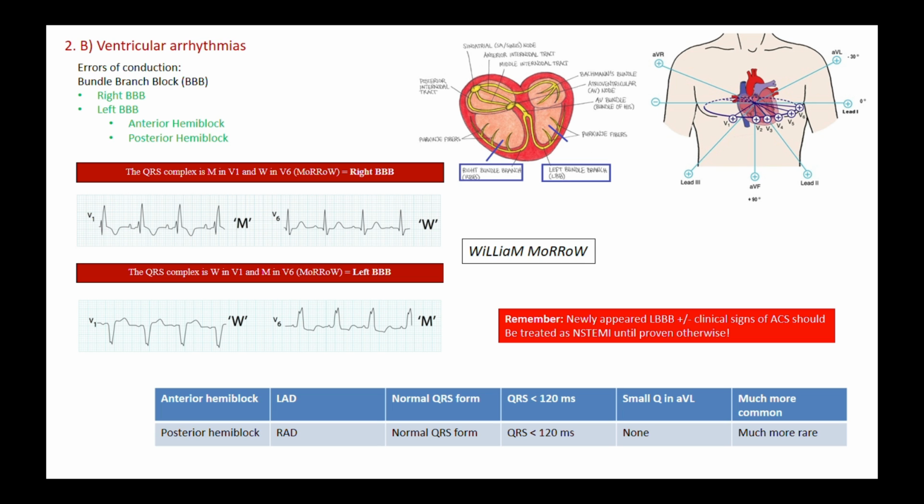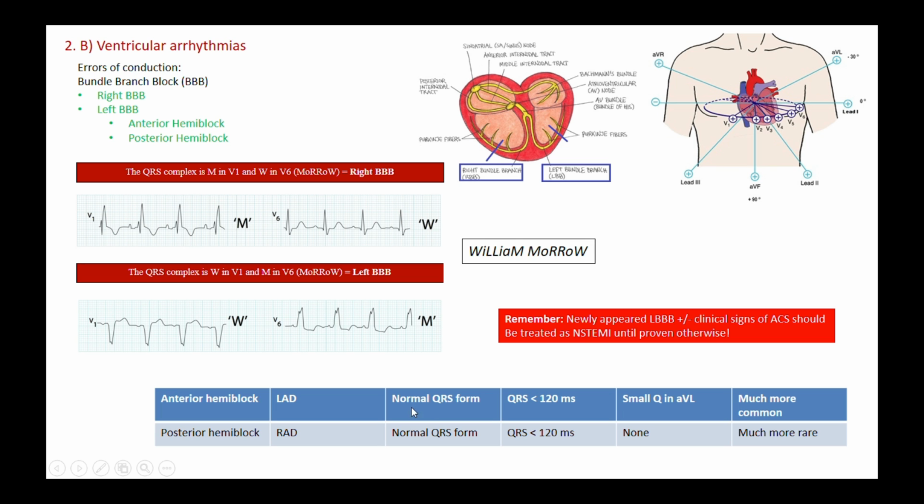Now, unfortunately, they will have a normal QRS duration and shape, so it's not as apparent as, say, the left bundle branch block or the right bundle branch block. But the reason it's very interesting to recognize this is that they are a subdivision of left bundle branch block, and therefore, if they are newly arisen, they should just the same be treated as an NSTEMI until otherwise proven. So they are important to recognize.